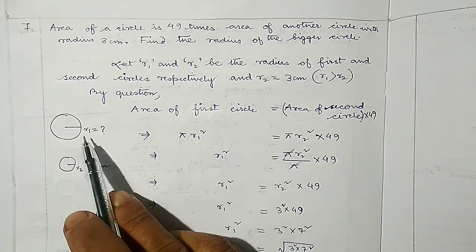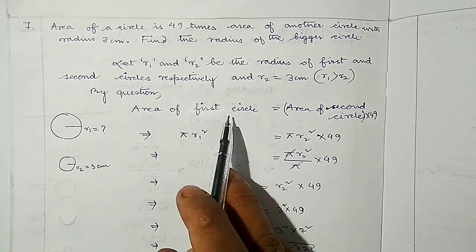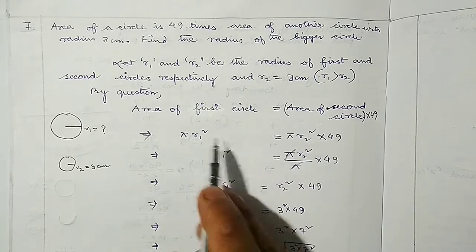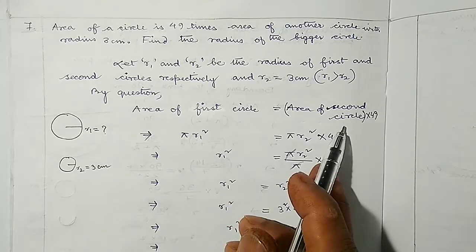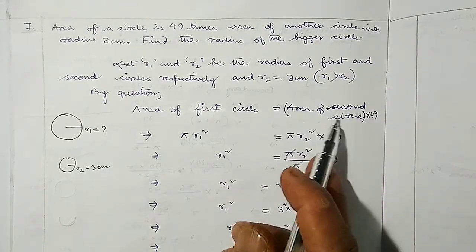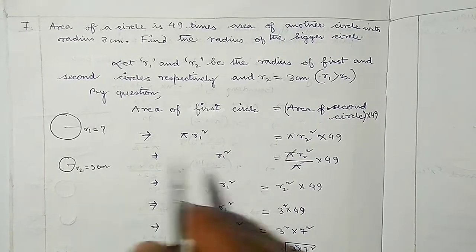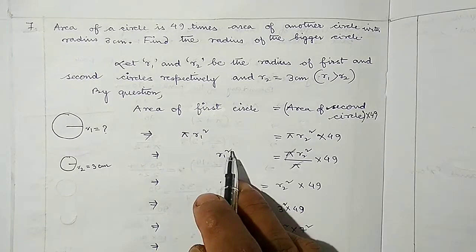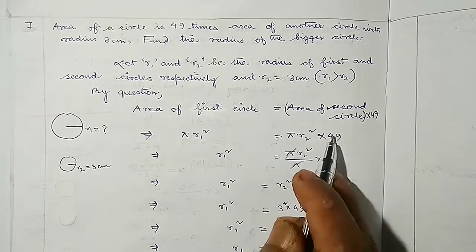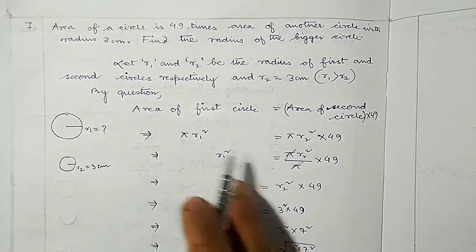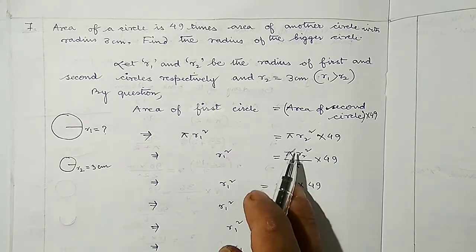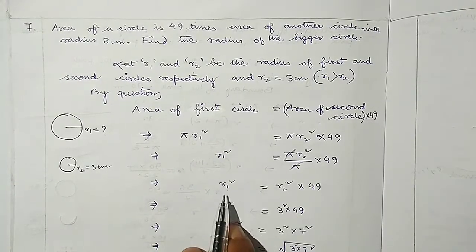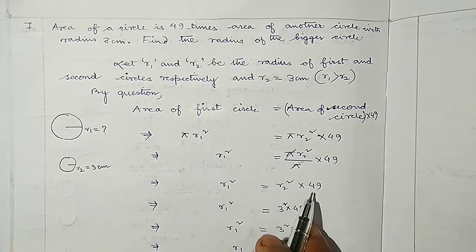In the first circle the radius is r1, so the area of the first circle will be pi r1 square, equals the area of the second circle into 49. In the second case the radius is r2, so we can write pi r2 square into 49. This pi we have shifted here. This pi and this pi cancel, so we got r1 square is r2 square into 49.